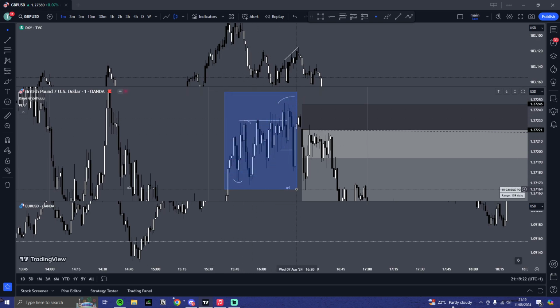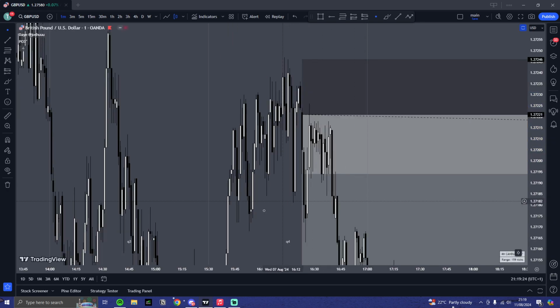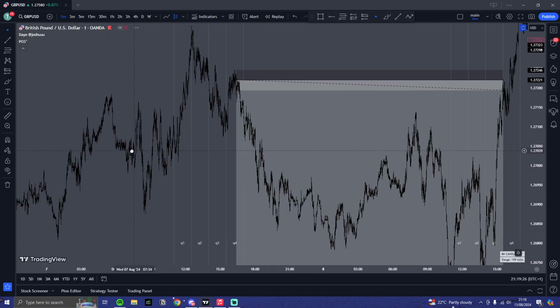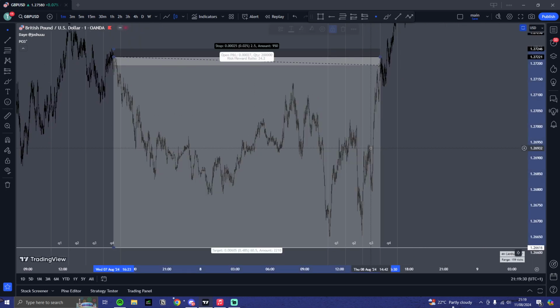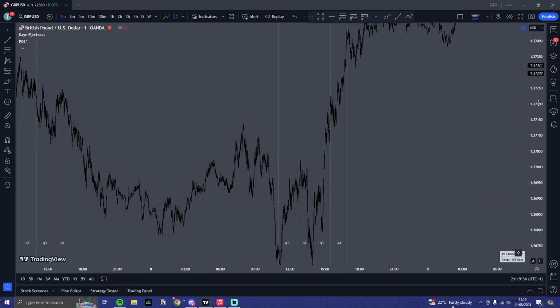So yeah, took this sell hoping for 24 RR. Came very close, but it's no problem. Yeah, that was Wednesday's trade.